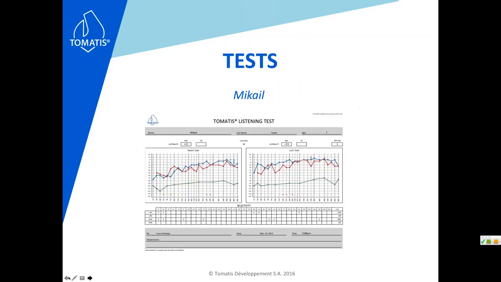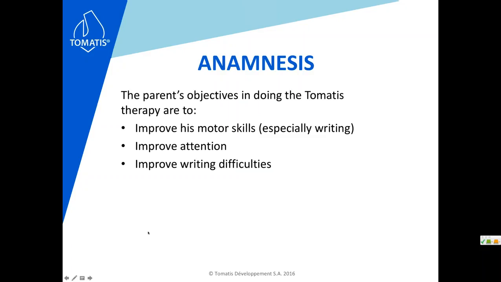Okay. So the objectives of Tomatis are to improve his motor skills. This is hearing from the parents first off. Particularly with writing. So their main attention is really on his writing abilities, which is all cognitive.